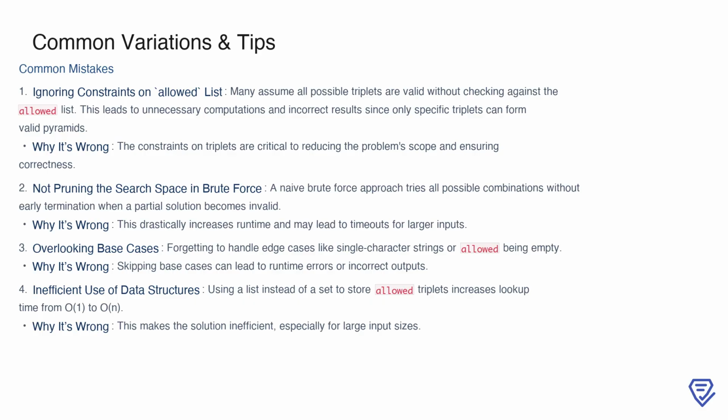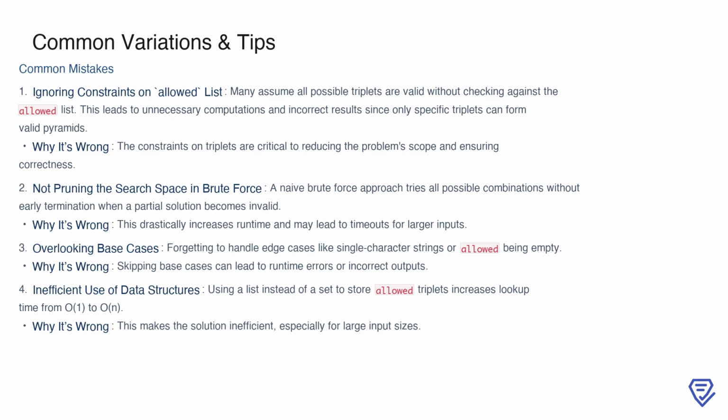First, many overlook the constraints imposed by the allowed list. It's tempting to assume that any triplet could be valid, but only those explicitly listed in allowed should be considered. Ignoring this leads to unnecessary computations and ultimately incorrect results, as the pyramid relies on strict rules for valid transitions.